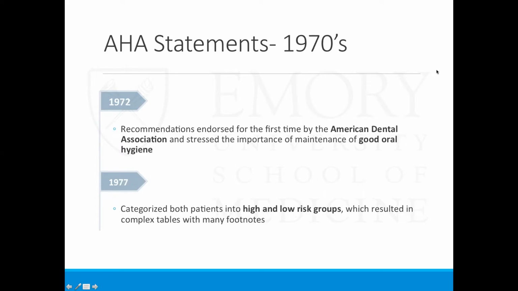To keep going forward, the 1970s was the first time that the ADA, the American Dental Association, endorsed the recommendations, and it became included to stress the importance of good oral hygiene, which is pretty self-explanatory. But from that point, they really stressed the importance of that going forward. In 1977, they ended up categorizing patients into high and low risk groups. And I'll show you in a second, but that resulted in many complex tables with tons of footnotes, and it was really hard for patients and providers to actually follow the recommendations because it was pretty complicated.